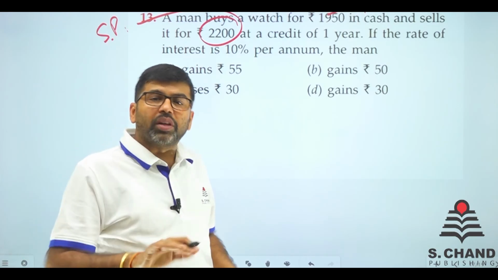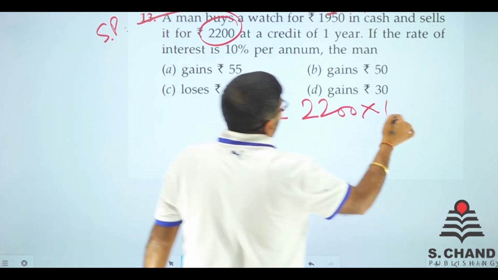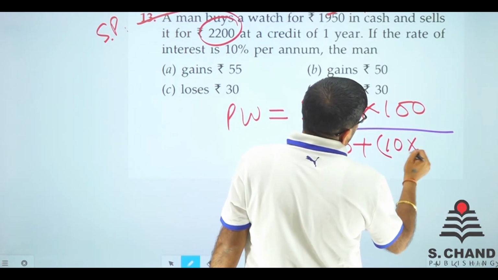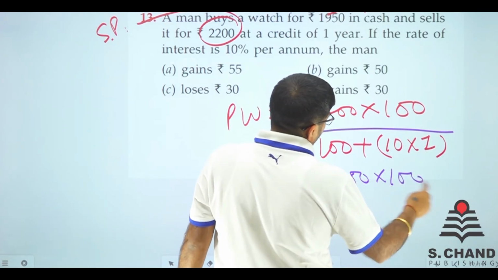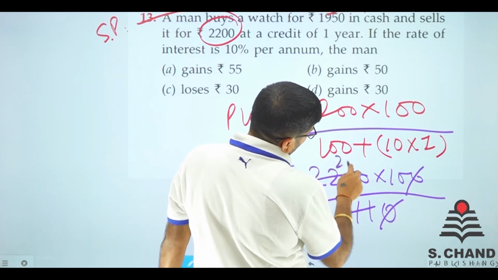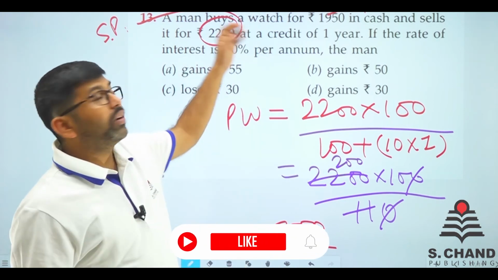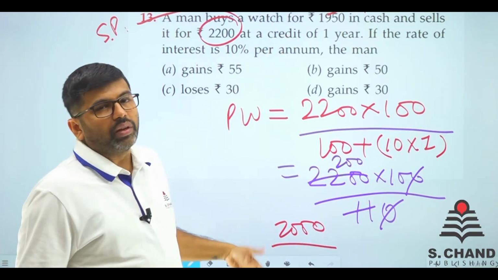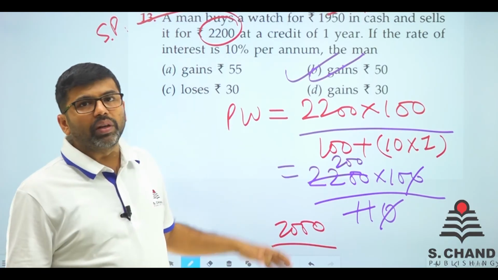So we just find out the present worth, and present worth is the same formula. So we do present worth amount. Amount is 2200 into 100 divide by 100 plus R into T. What is R and what is T? R is 10 times 1. That's it. So we get 2200 into 100 upon 110, which gets 2000. The present worth is 2000 and we got it in 1950. So cost price is 1950, selling price is 2000. We got a gain of 50 rupees. That's it. A very simple way to calculate. We just calculated present worth, we got the gain.